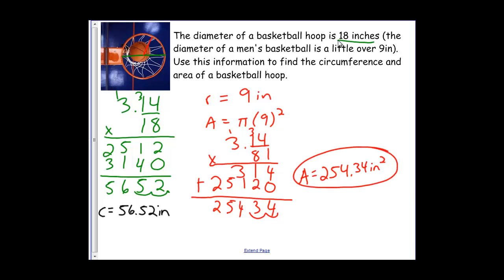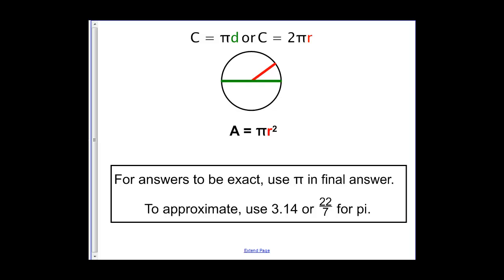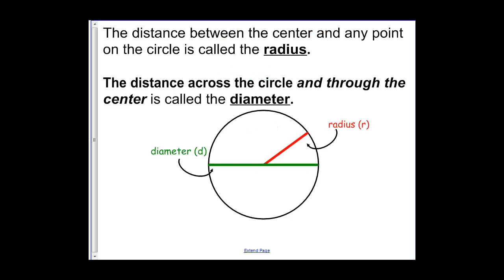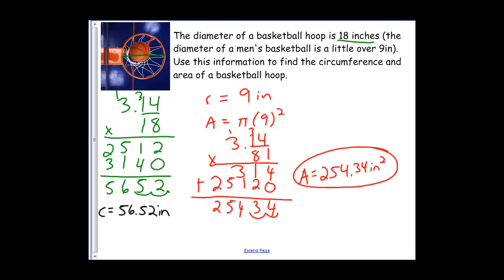So just a really quick example of how we could find circumference and area given either diameter or radius. Remember the formulas that we've talked about and how we could apply them. Make sure we understand the vocabulary of radius and diameter. And based on this problem and the fact that the hoop is about twice as big across as a basketball, let's all go shoot some hoops so we can have a better basketball season this year. Good luck.